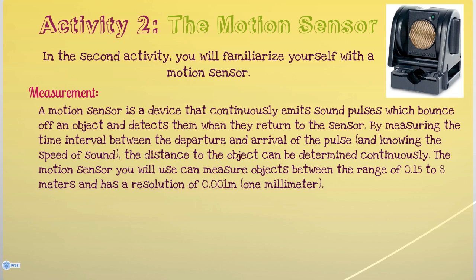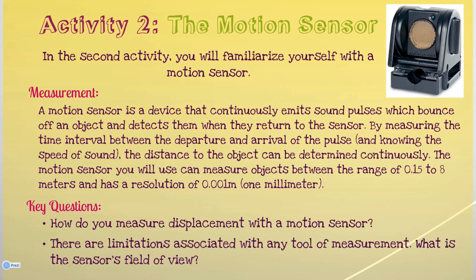By measuring the time interval between the departure and arrival of the pulse, and knowing the speed of sound, the distance to the object can be determined continuously. The motion sensor you will use can measure objects between the range of 0.15 to 8 meters and has a resolution of 1 millimeter.